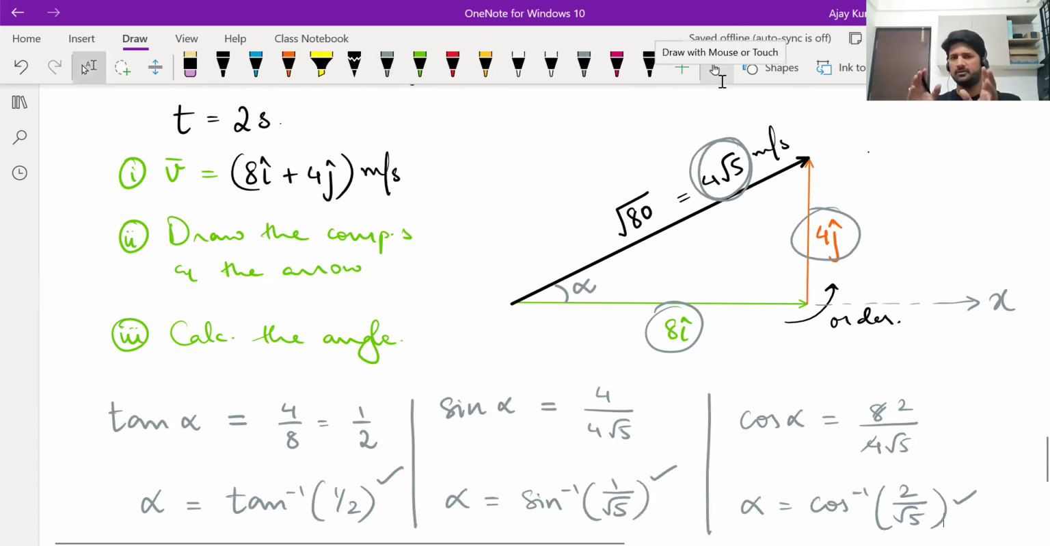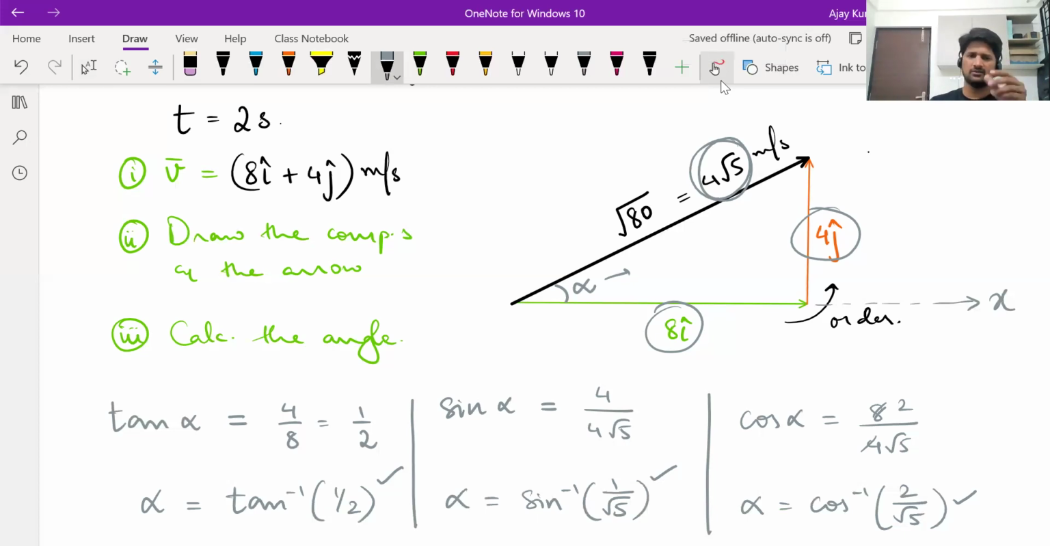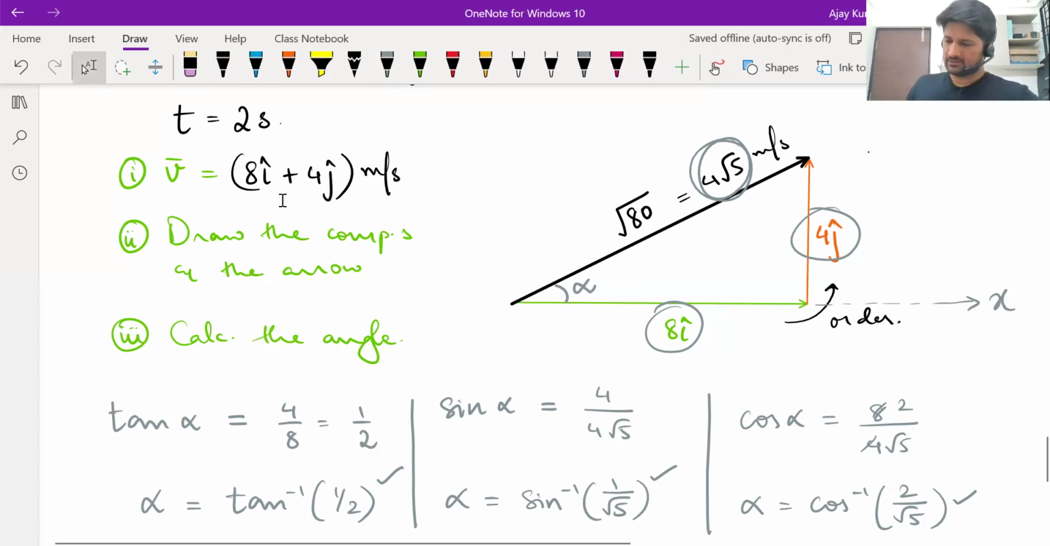And they'll give options like this only. They won't expect you to tell alpha value in degrees. Obviously you don't need to know sine, cos, tan values of every angle. So they won't expect the answer in degrees. They'll expect it this way.